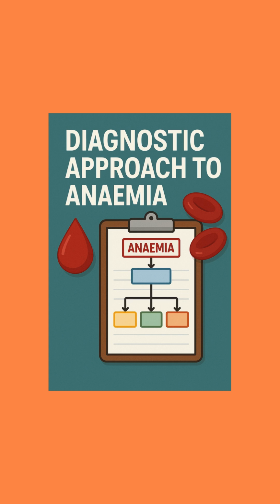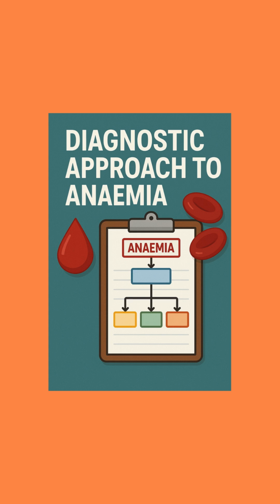Finally, macrocytic anemia. 2 main types, megaloblastic and non-megaloblastic. Megaloblastic anemias are due to impaired DNA synthesis, usually from vitamin B12 or folate deficiency. Look for hypersegmented neutrophils on smear. Non-megaloblastic causes include alcohol, liver disease, hypothyroidism, or certain medications. So, check B12 and folate levels. If B12 is low, assess for pernicious anemia with intrinsic factor antibodies.